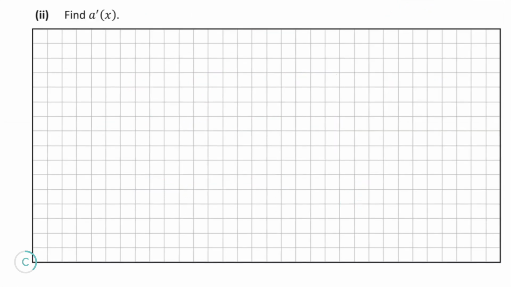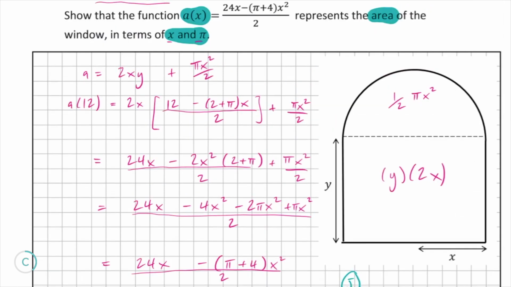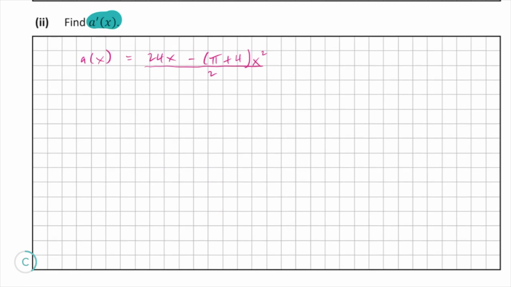So the next thing we've got to do is find A dash x. So we're given A of x, which we're just going to rewrite down in the next part. So there's A of x, and we're just going to divide everything by 2 on the top line to get rid of the fraction. So here we have A of x rewritten.